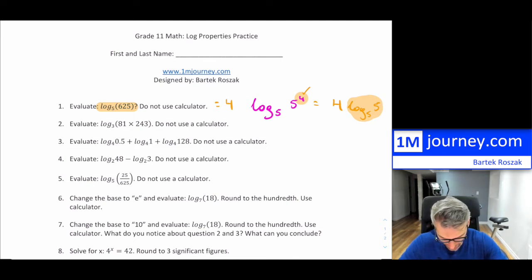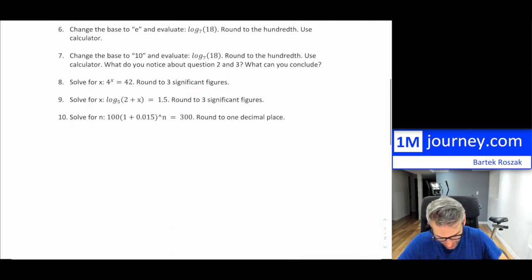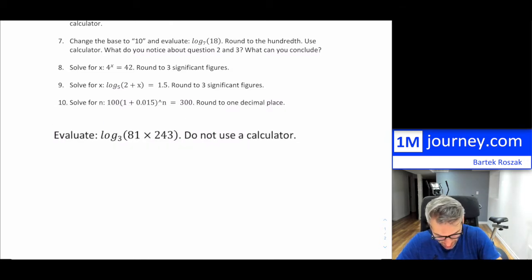Now let's take a look at number 2, which says evaluate. So again, there is a log. We are not using a calculator. Now for this one, maybe I'll copy it down for myself, and I'm going to bring it in here and then solve it. So the property that I will use is when you have multiplication within here, you can actually write this out. So this is going to be log base 3 of 81 plus log base 3 of 243.